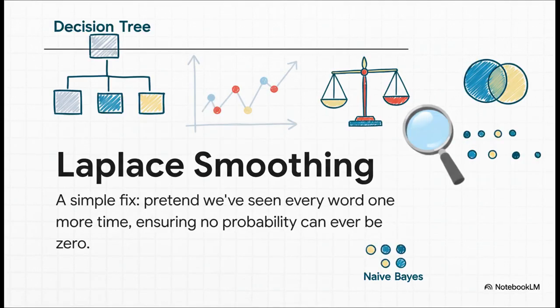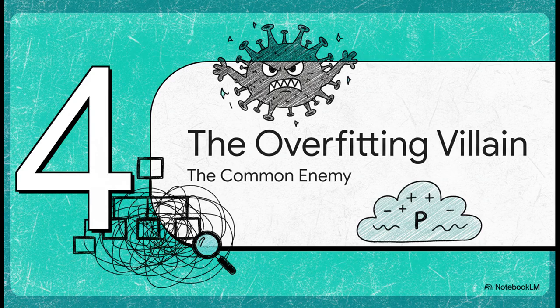Fortunately, the solution is just incredibly elegant. It's called Laplace smoothing, and what you do is you basically give every possible word a tiny head start. You just add 1 to all the word counts, pretending you've seen every word one more time than you actually have. And just like that, no probability can ever be zero. Problem solved.